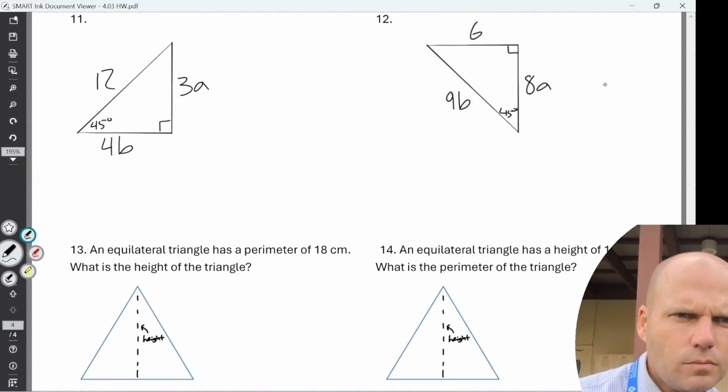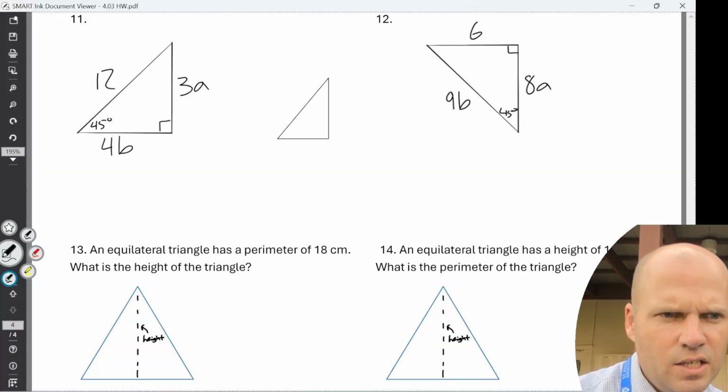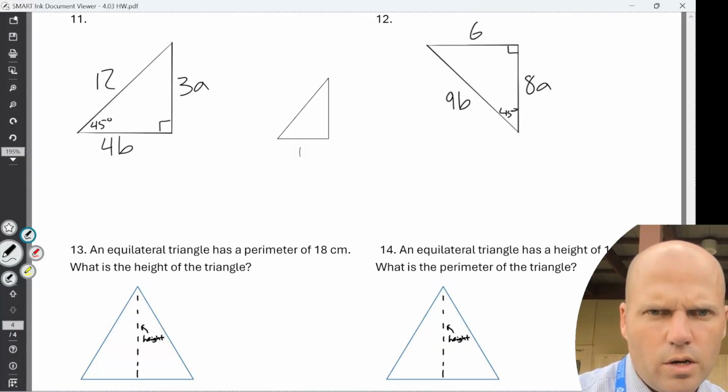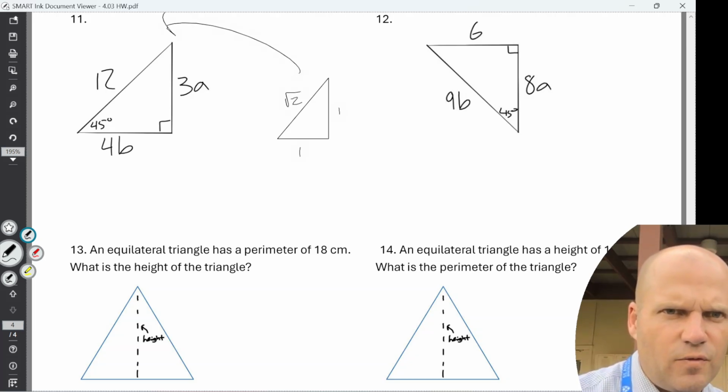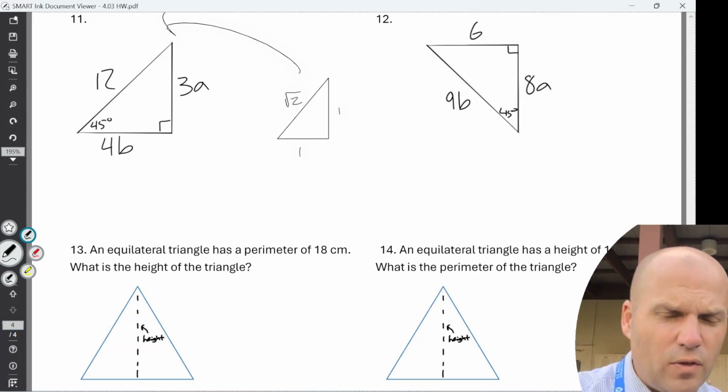Cool. What about a tricky triangle like this? Well, you can see it's a 45. The other angle has to be 45. It's got to be isosceles. It's got to be 1 and 1 and root 2. Cool. Well, I can see the scale factor is going to be 12 over root 2. That means each side length is 12 over root 2.